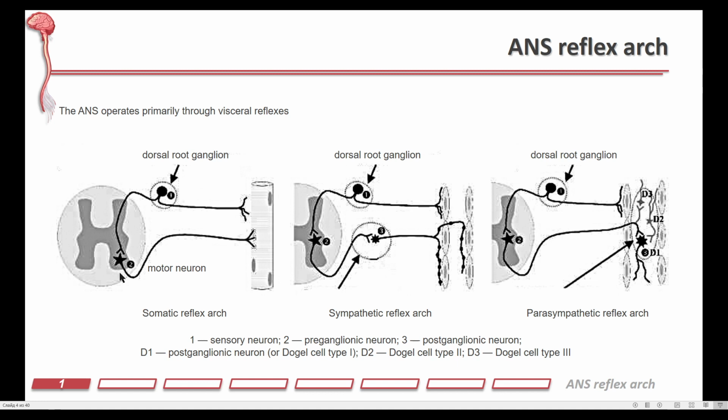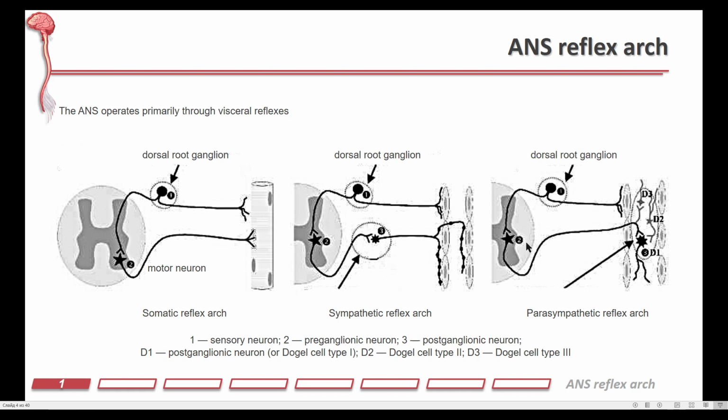ANS also operates primarily through reflexes, but in this case it will be about visceral reflexes. So what we have here, you have sympathetic and parasympathetic reflex arc. So how does it work? The afferent pathway, as you can see, is pretty much similar to the somatic nervous system. You also have receptors, then you have afferent fiber which enters the spinal cord with the sensory neuron in the dorsal root ganglion, but then the next neuron will be in lateral horns.